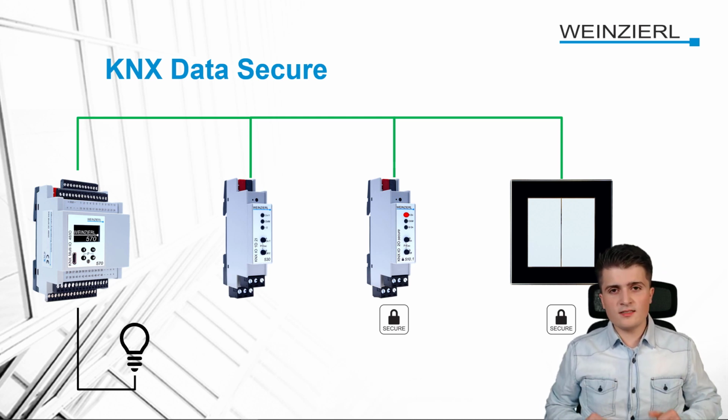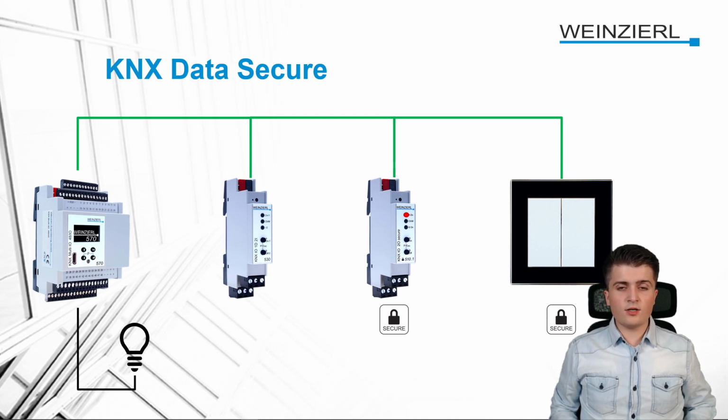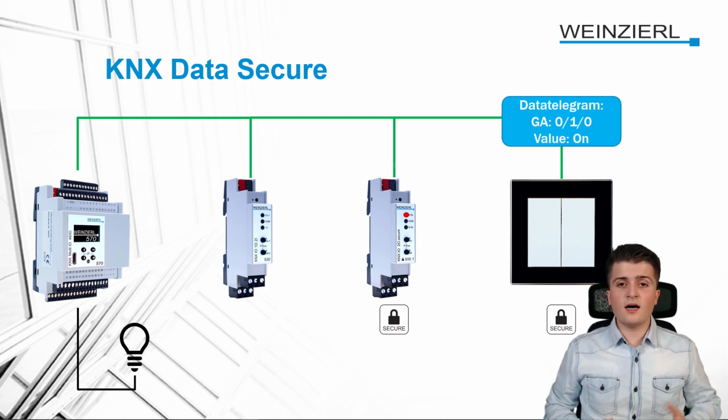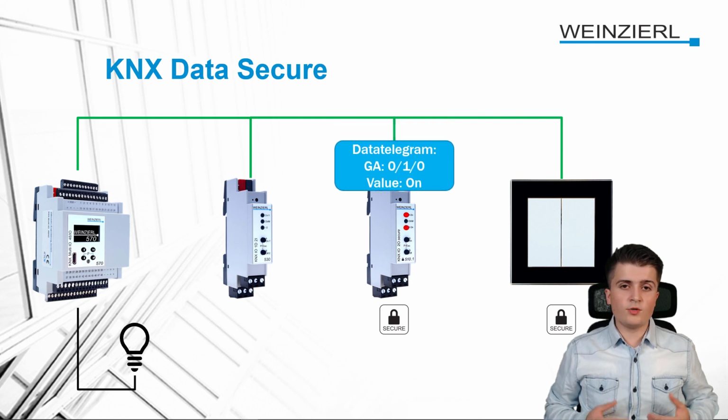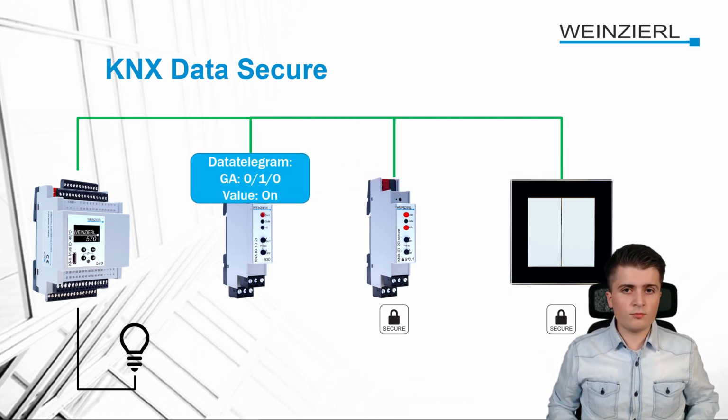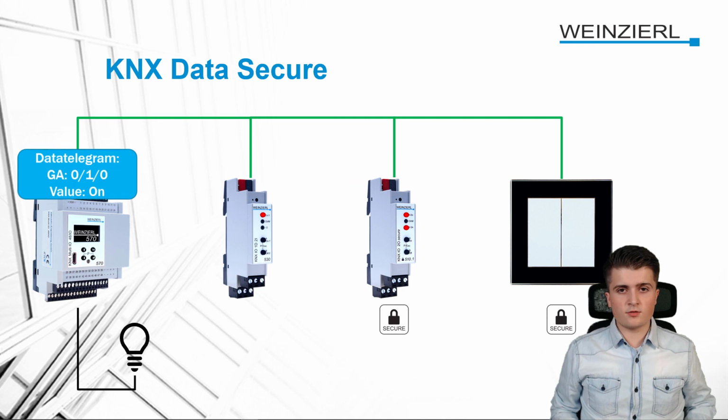And now in this case the data telegram can't be encrypted because the unsecure devices aren't capable of decrypting it. And so therefore in this case an unsecure telegram is being sent, which can be read out by everyone that is connected to this KNX twisted pair line.